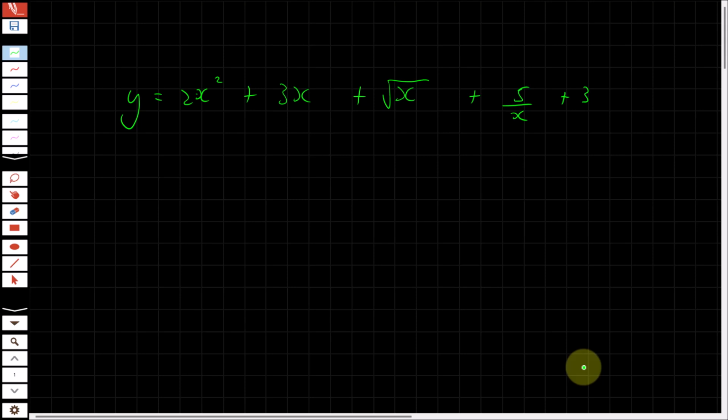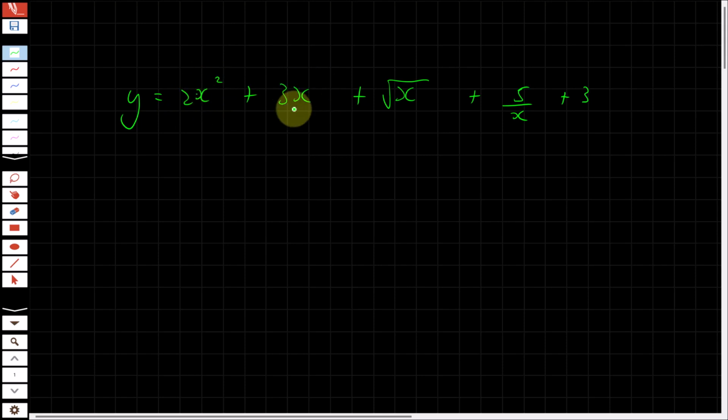In this video, we're going to look at differentiating powers of x, or any variable. So here we have an equation, and we need to firstly look at the equation and get it in a form that we can easily differentiate. The first term here we can differentiate easily.